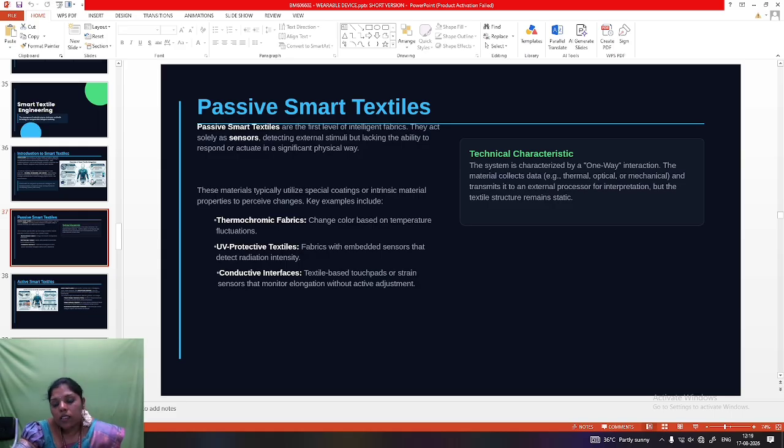Technical characteristics: this is characterized by one-way interaction. The material collects data and transmits it to an external processor or interface, but the textile structure remains static.